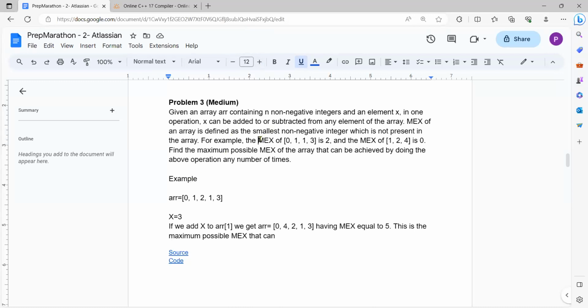Now try this problem. MEX. MEX is the short form of minimum excluded.